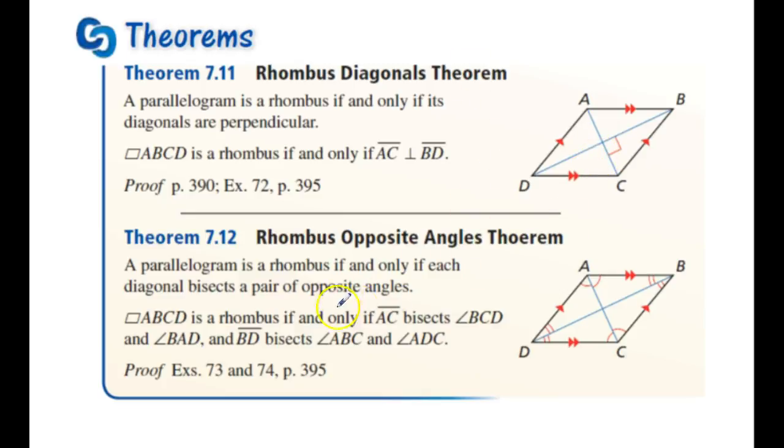So my second theorem is my rhombus opposite angles theorem. A parallelogram is a rhombus if and only if each diagonal bisects a pair of angles. And remember that bisect means cut in half. So if my angles are cut in half, then I know that it is a rhombus. So let's look at this as an example.